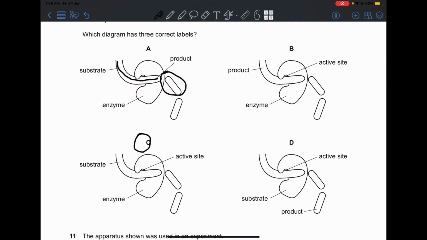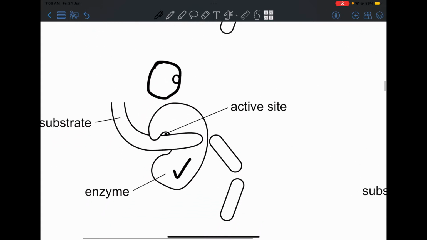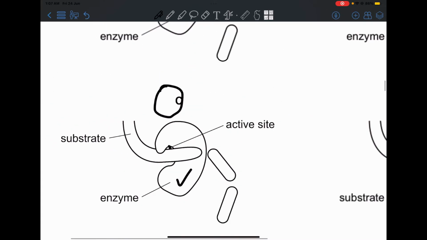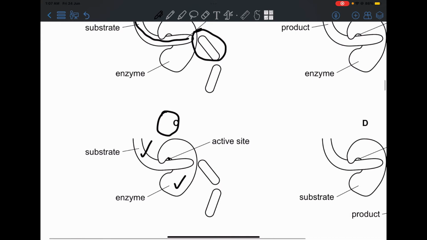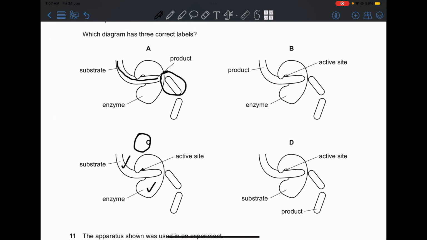That is because this is actually the enzyme that is correct, and this is the active site, this part inside. This is the active site, and this is the substrate. So our answer is going to be C. Now D is incorrect, because this part is not the substrate, and this is the active site, and this is the product. But this one is incorrect, and they asked for the 3 correct labels.